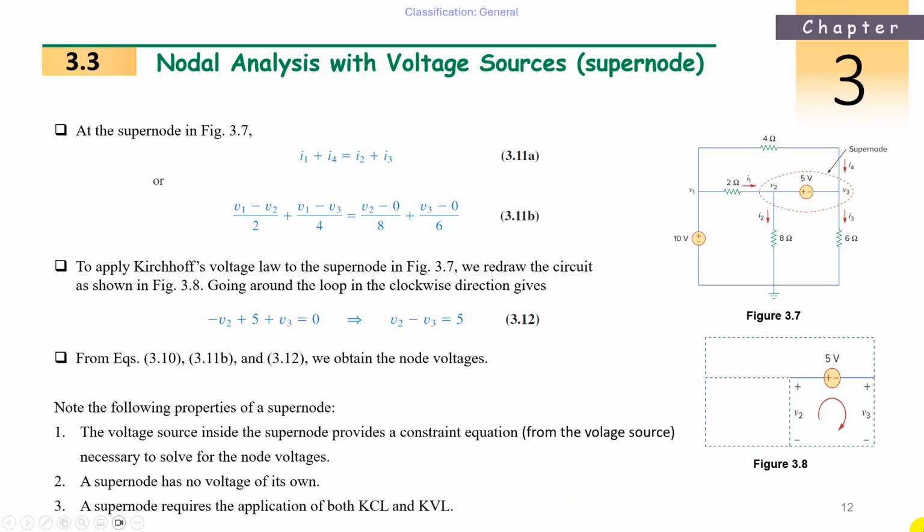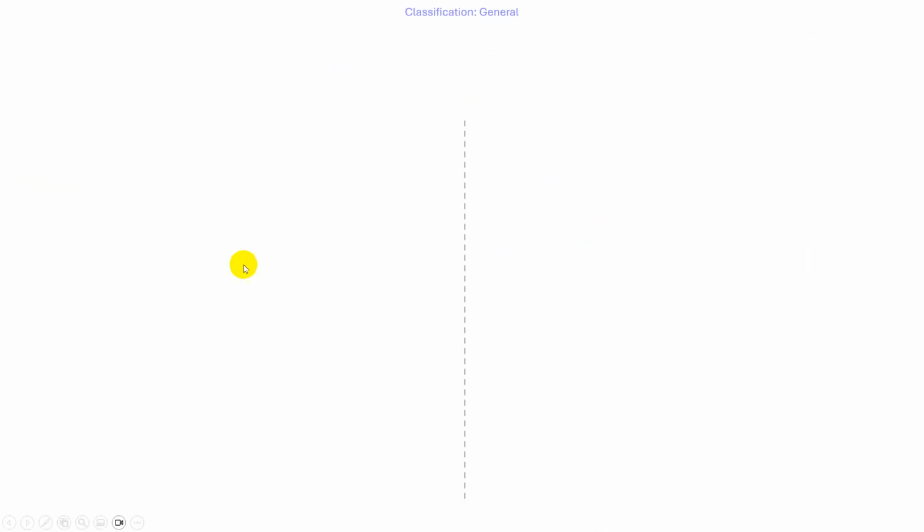Next, redraw the circuit and write the loop equation by using Kirchhoff's voltage law. With this, you get the final result of all the element currents and the voltages at the nodes. Everything you will get. So this is the supernode. Now we have one example. Let's check.